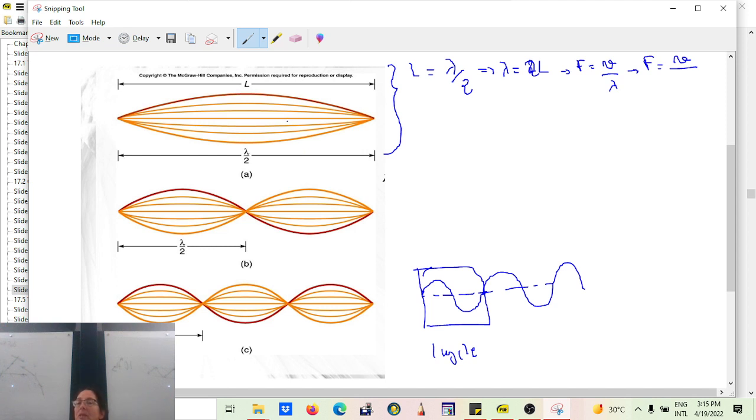Very good point. The speed of the wave on the string just depends on the tension. If you take your guitar and you increase the tension, you're going to change the speed of the wave. So we are not going to do the math here. I just want to know, what do we have here? Very good, 2L. The speed of a wave on the string depends on the tension of the string.